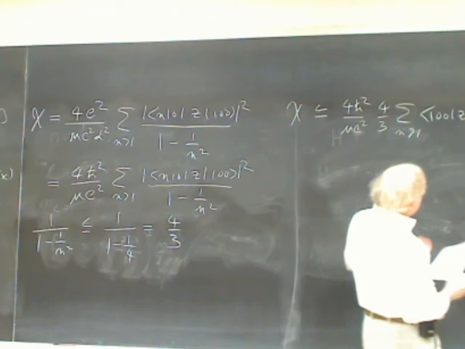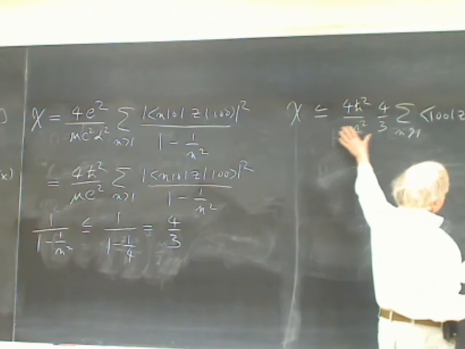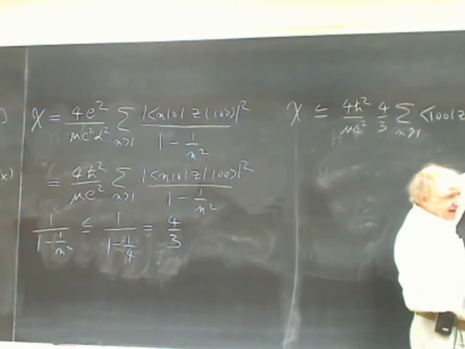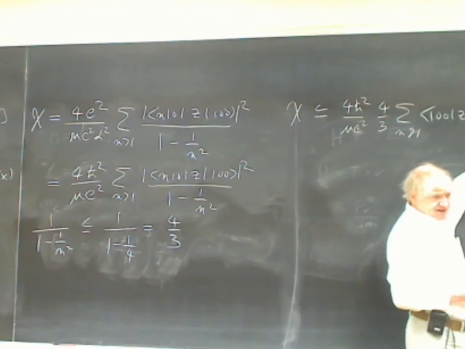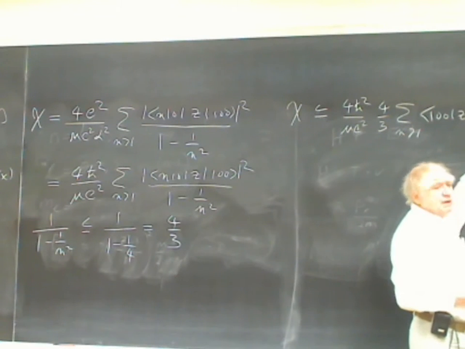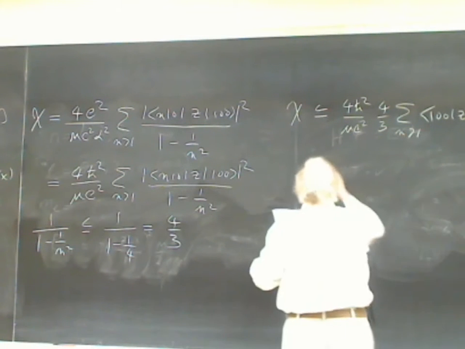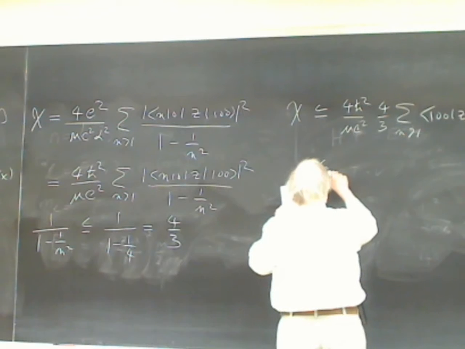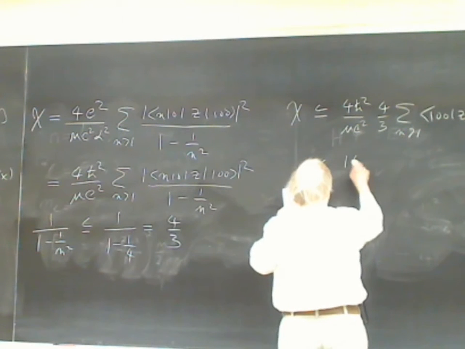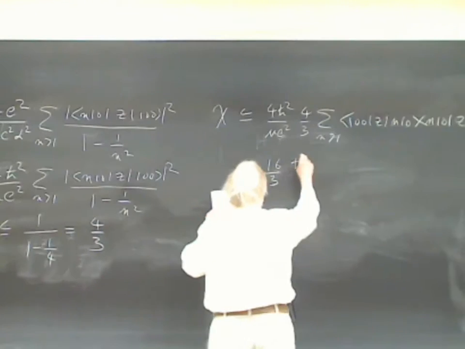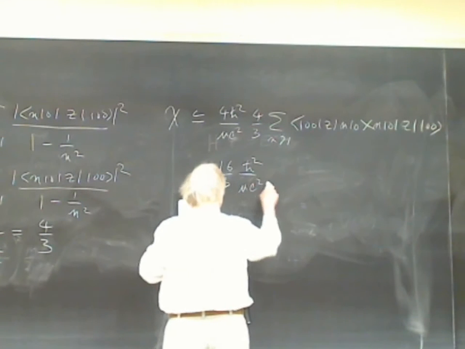Now you see, we're just looking for an inequality, so we can add other intermediate states here and increase the size of the right hand side, and we'll get a weaker inequality, a weaker upper bound. And so we can say this is less than or equal to 16 over 3 h bar squared over mu e squared.